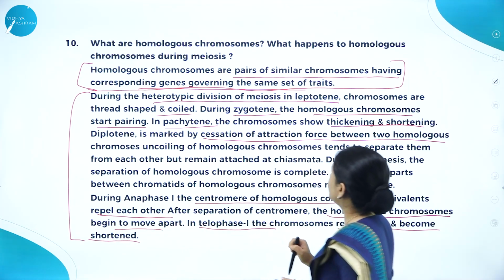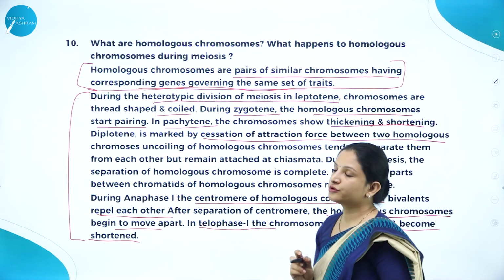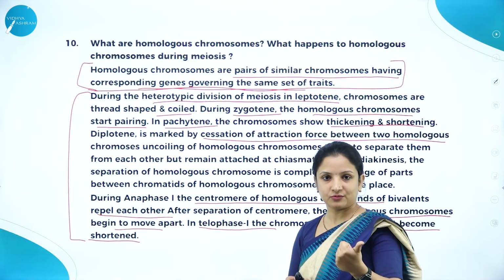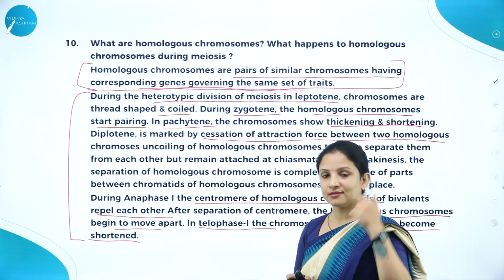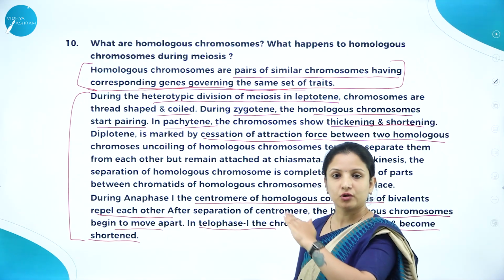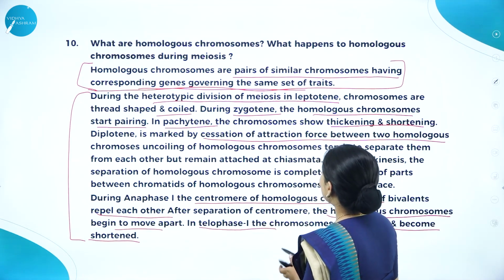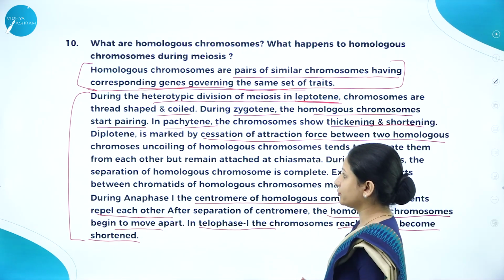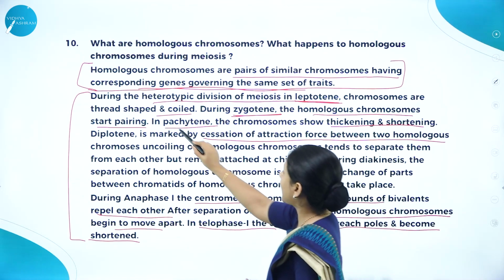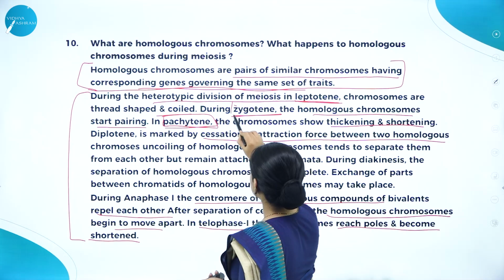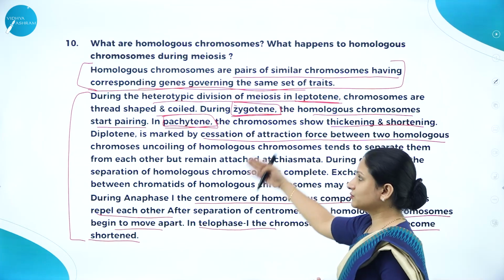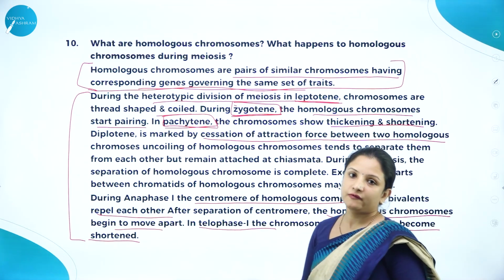The next question is, what happens to homologous chromosomes during meiosis? During meiosis, we know about prophase 1 and prophase 2, that is, meiosis 1 and meiosis 2 occur in different stages. In that, wherever homologous chromosomes are involved, that is what we need to mention here. For example, in leptotene, in zygotene, and in pachytene, in each of the stages, we write what happens to the homologous chromosome. So much you write, it will fetch you 3 marks.